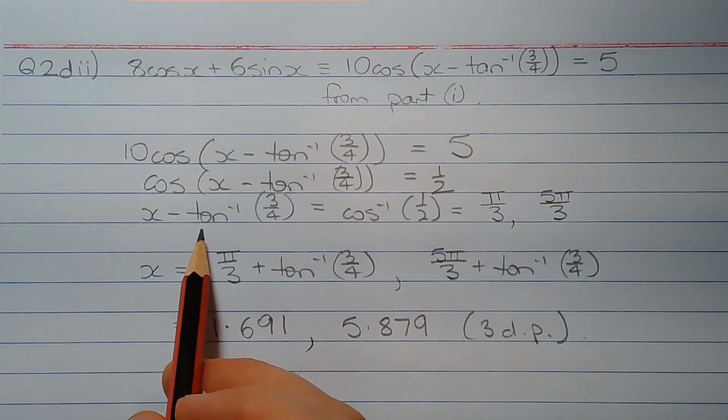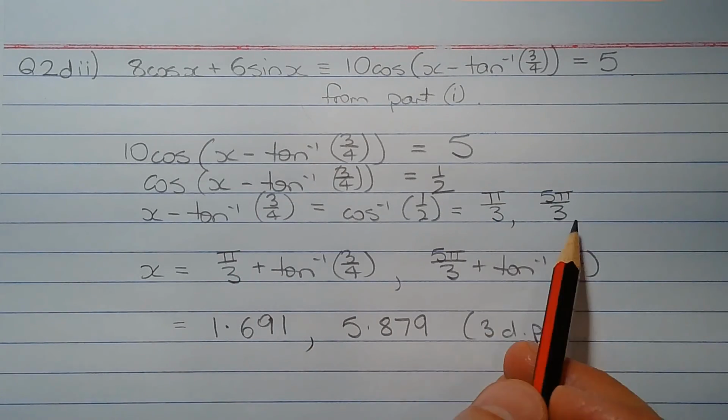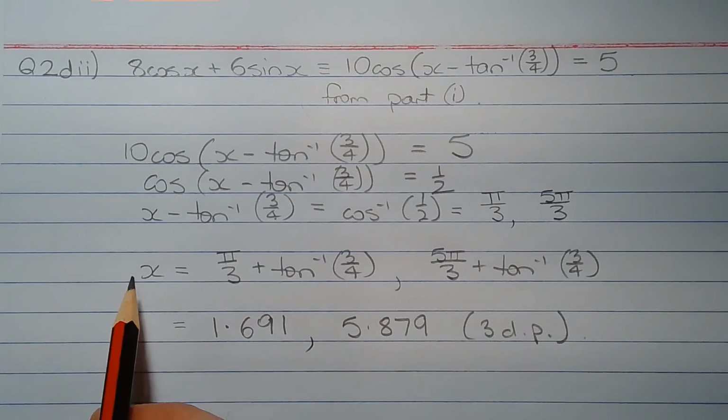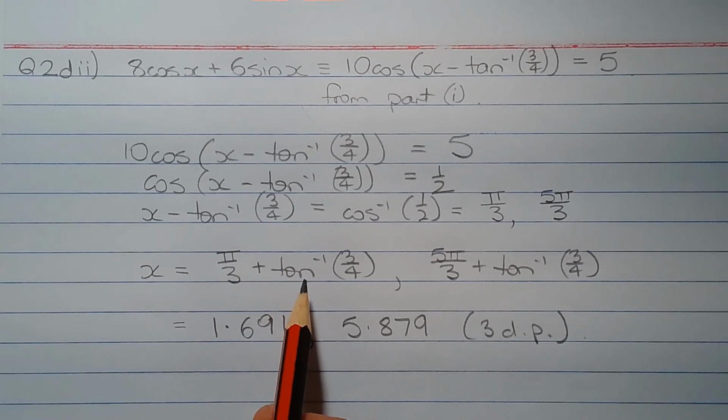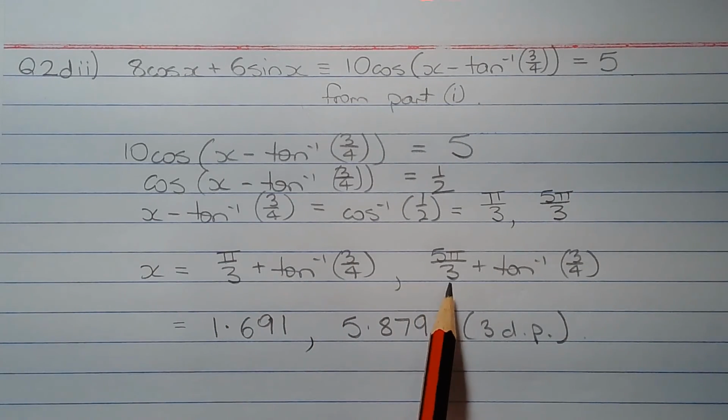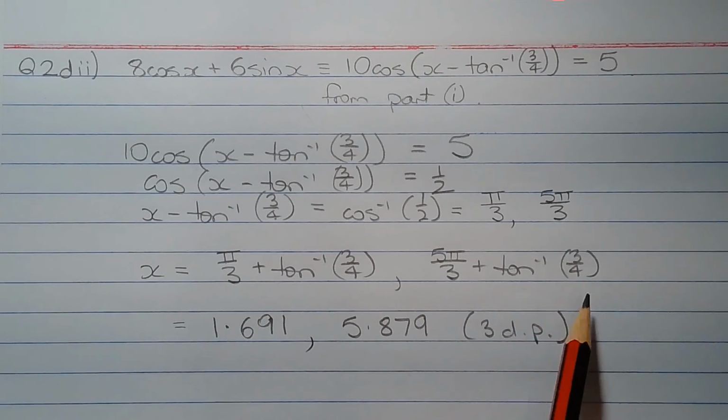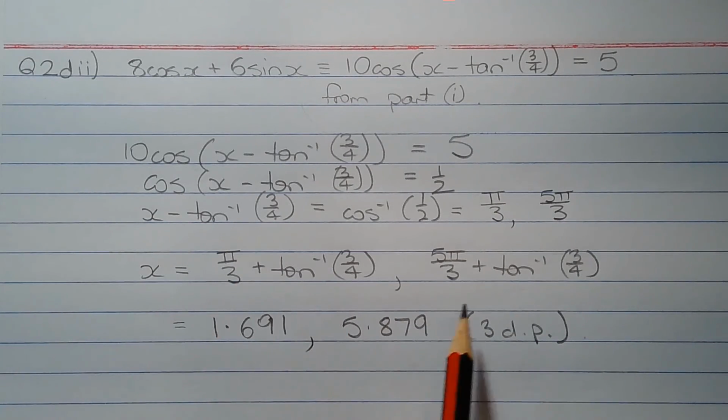Then adding the inverse tan of 3 over 4 to both of these values to make x the subject, we get x equals pi over 3 plus the inverse tan of 3 over 4, or 5 pi over 3 plus the inverse tan of 3 over 4. So evaluating these two expressions, we get x equals 1.691 or 5.879, correct to 3 decimal places.